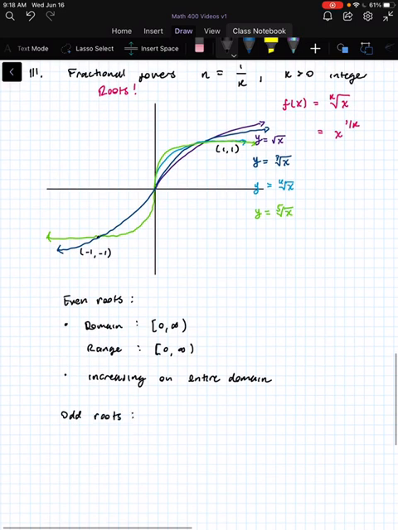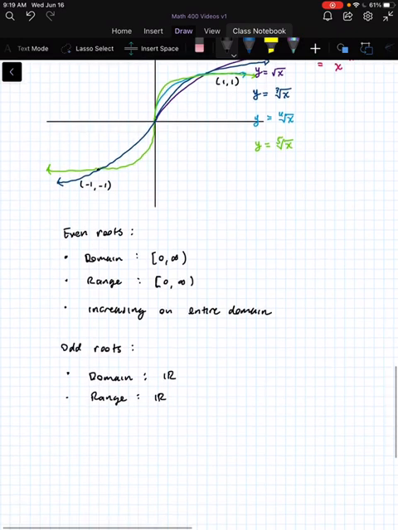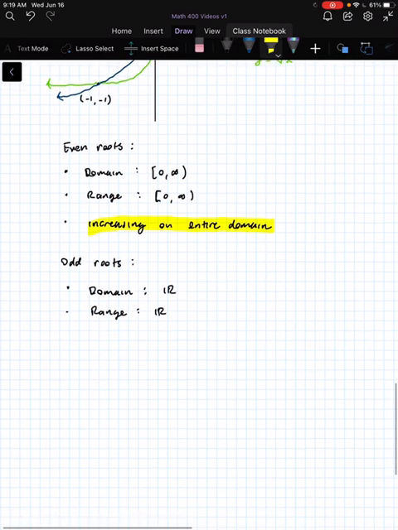So the interesting part now is thinking about what do they share in common and what's different. Odd roots, remember, they have a domain that's unrestricted. So all real numbers. And so is the range. They are also, however, increasing on their entire domain.